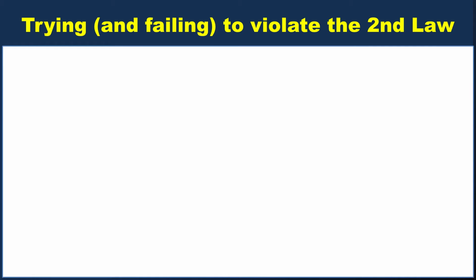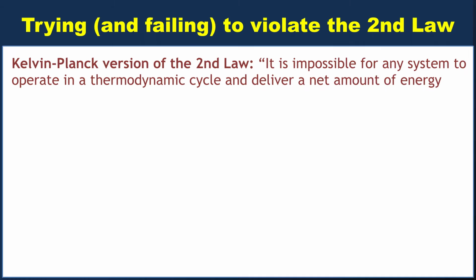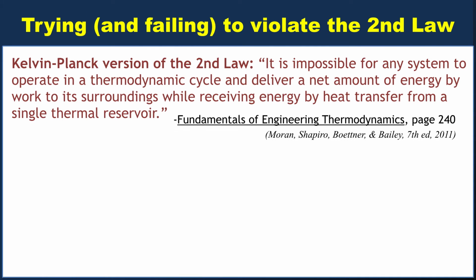Let's start with one of the versions of the second law, namely the Kelvin-Planck version, that it is impossible for any system to operate in a thermodynamic cycle and deliver a net amount of energy by work to its surroundings while receiving energy by heat transfer from a single thermal reservoir. And just to be clear, that quote is taken directly from your book. Okay, that's a lot to unpack.